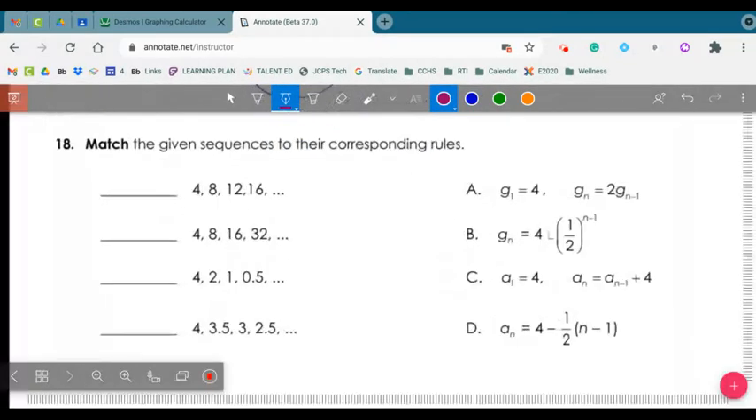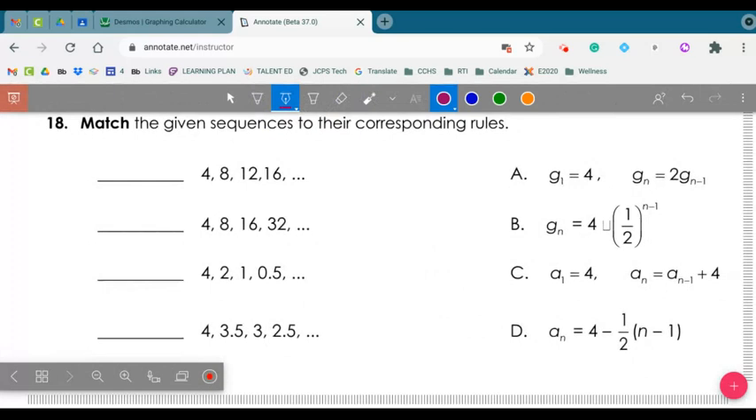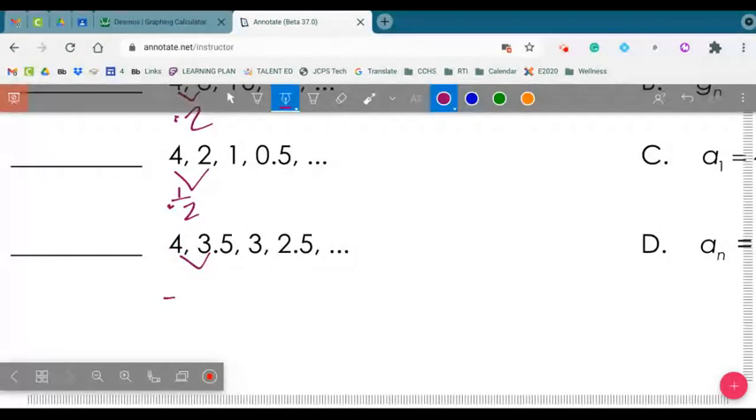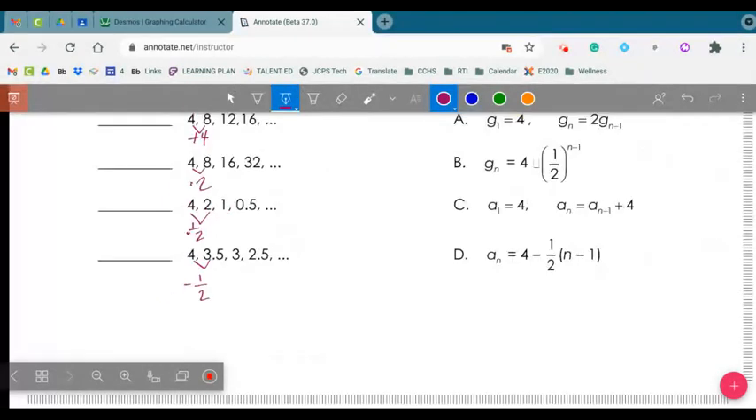Okay, last part is our matching. So the first one, from 4 to 8 to 12 to 16, we're adding 4. This one we're multiplying by 2 because we go from 4 to 8 to 16 to 32. This one we go from 4 to 2 to 1 to 0.5. So we're not subtracting, so we have to be multiplying by 1/2. This one we go from 4 to 3.5 to 3 to 2.5. So this one we're subtracting 1/2.